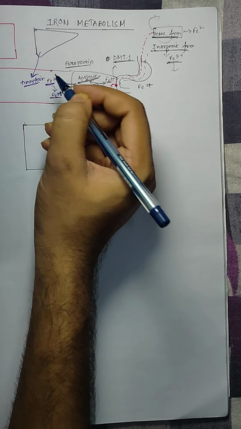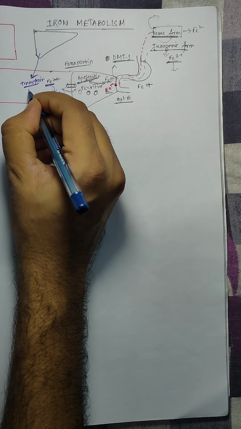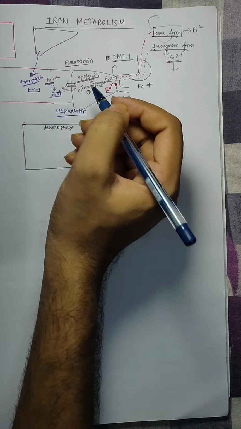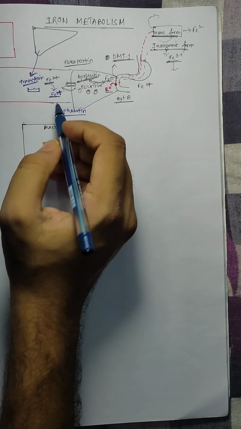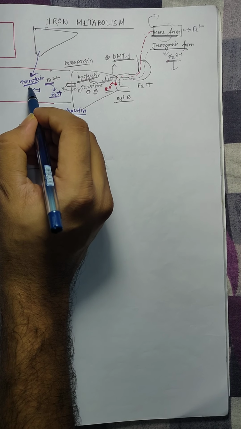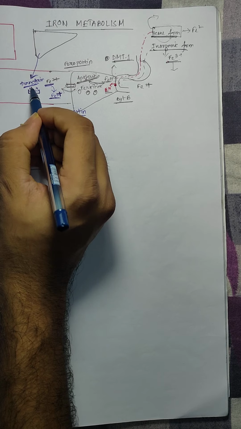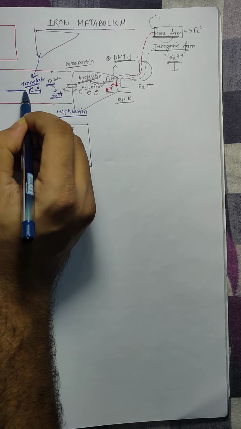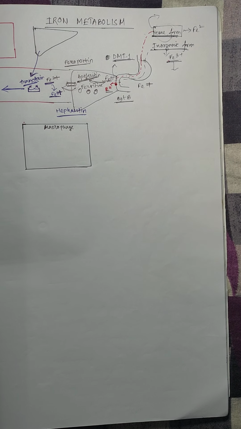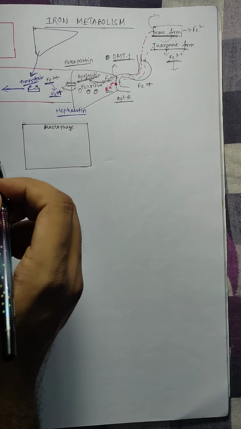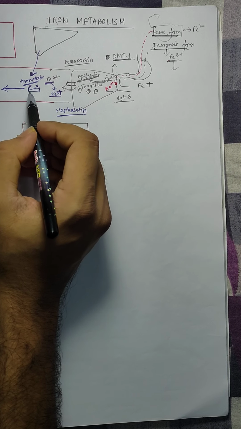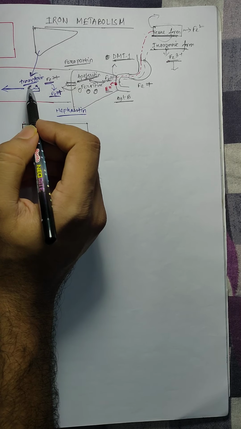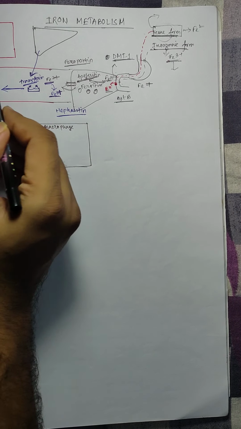Okay, now this transferrin is like this. One transferrin can bind to 2 Fe3+, and Fe3+ is bound like this, and this transferrin can transport this Fe3+ in the blood. Now after binding to Fe3+, it can go three places mainly.